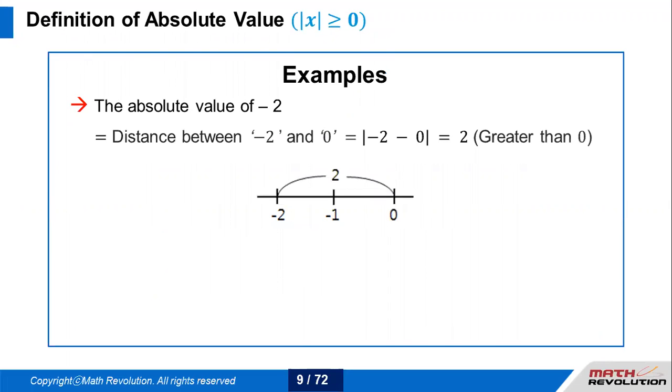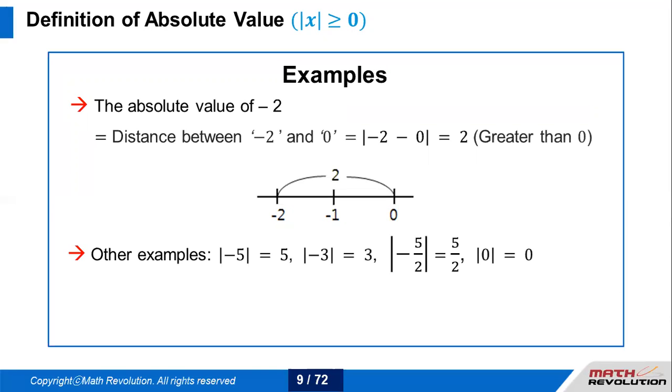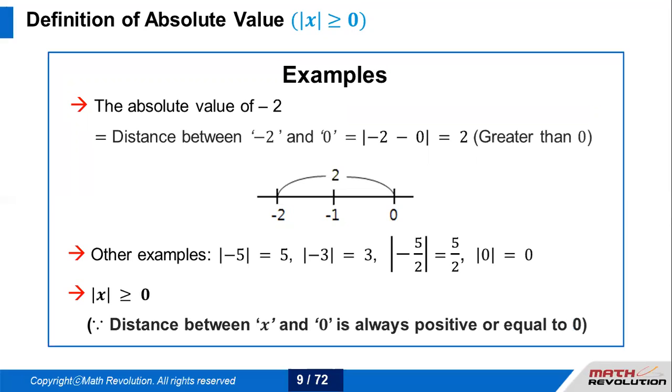Now the example says: the absolute value of -2. How far is -2 on the number line from 0? It is 2 units. So the distance is 2, and that is what the absolute value of -2 is. It is 2, greater than 0, so it's not negative at all. For -5 it will be 5, for -3 it will be 3. So we are not getting negative values anywhere.